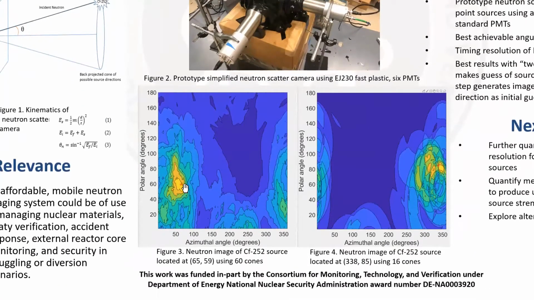What you're seeing here is basically a source placed at this red position here. And as you see, by back projecting these cones and creating this image, we can get a reasonable idea of the direction of the source.